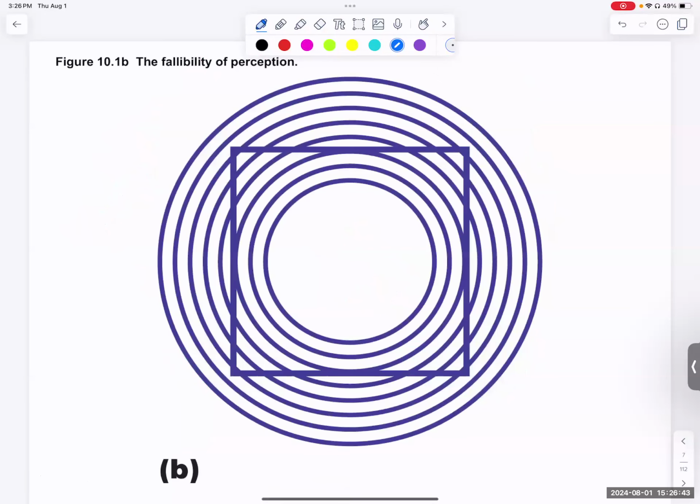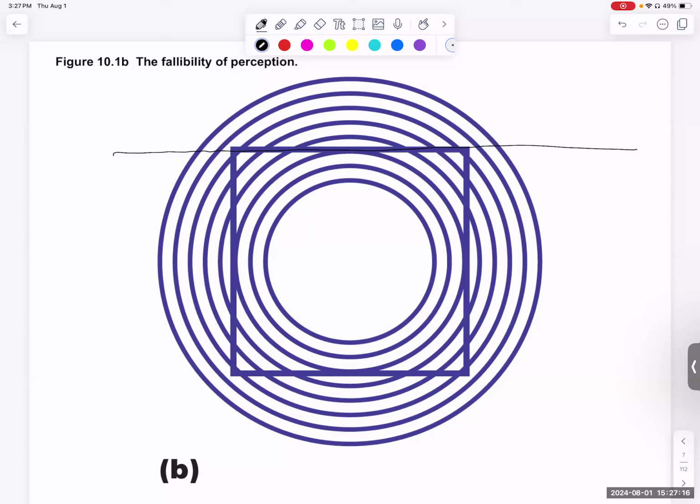All right, next one. When you look at this, are the lines of the square perfectly straight? Most people's perception is, no, they're not. It looks like they are bending. But truly, if we were to get out a ruler and draw a straight line with that ruler, you can see that they are perfectly straight. The way we are perceiving it, those sides look bent.